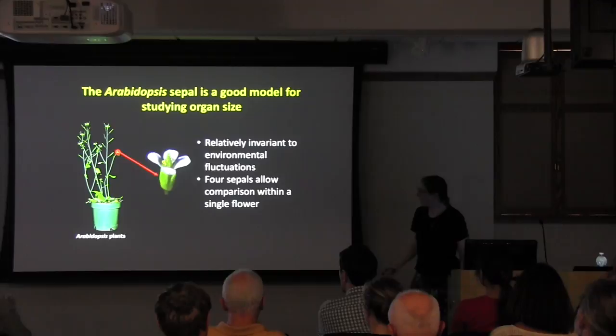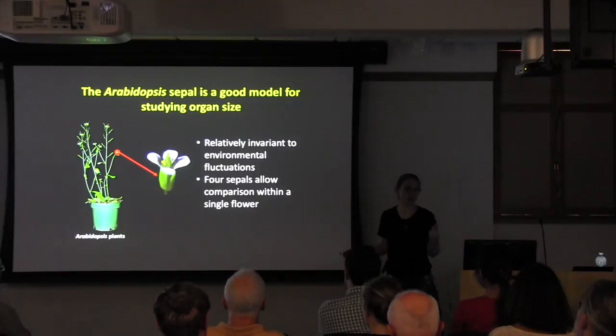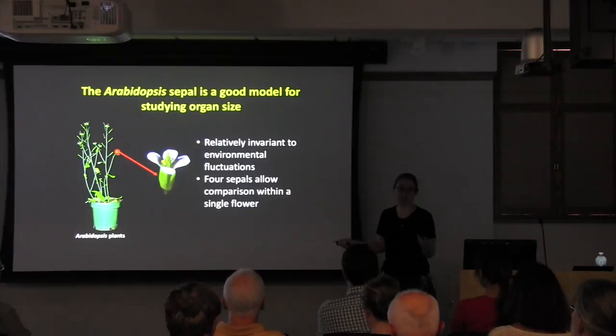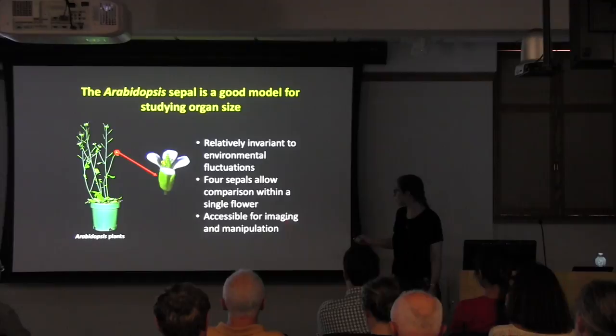The flower is also particularly good because it has four sepals, and that allows us to compare organ size within a single flower. In addition, there's 60 to 100 flowers per plant, so we can really get a statistical analysis of sepal size within a single plant. And finally, it's accessible for live imaging and manipulation.